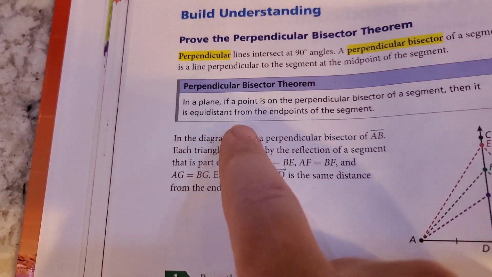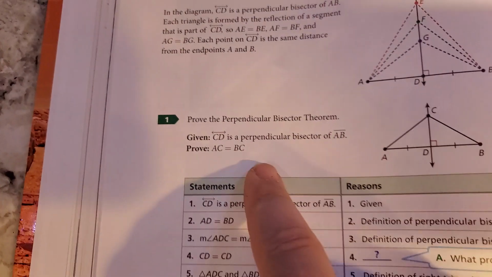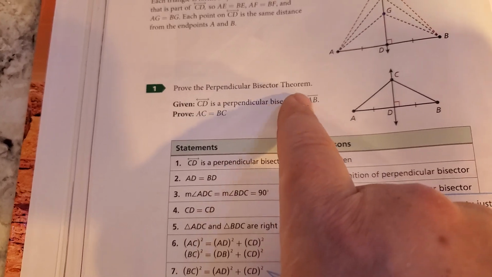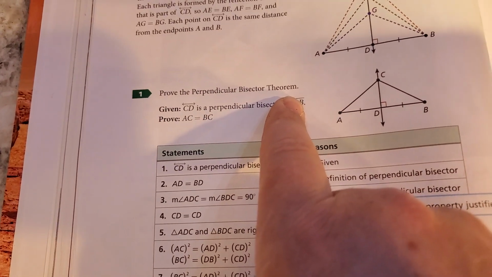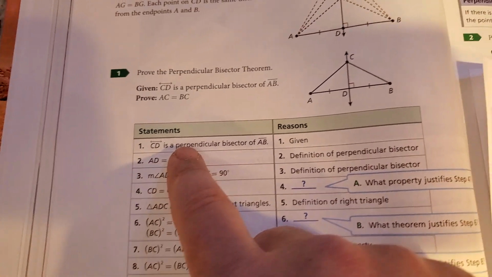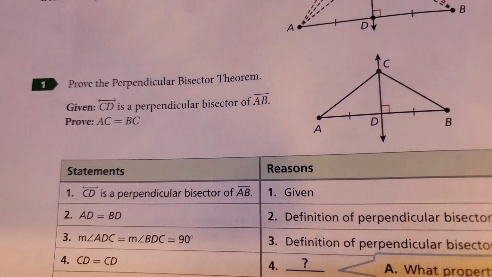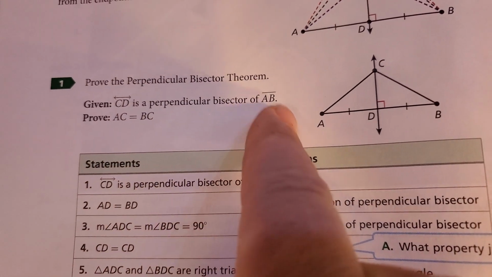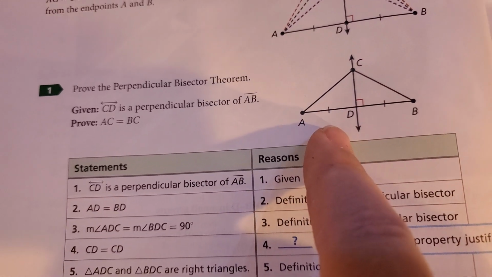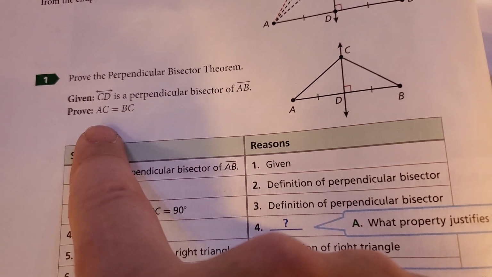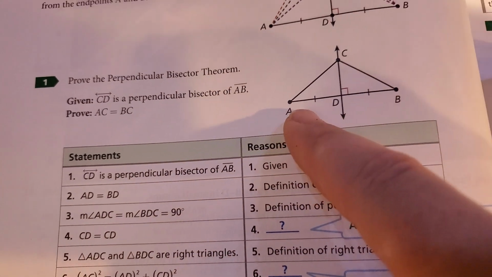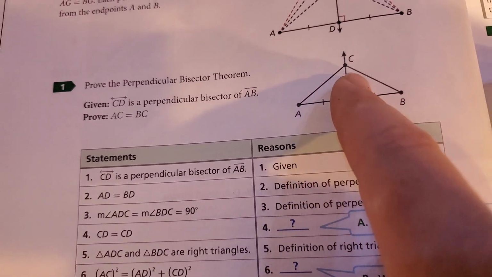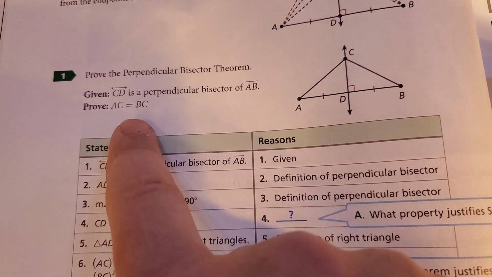Okay, so if it's a proof of the perpendicular bisector theorem, then the only thing you cannot use as a reason in this proof is the perpendicular bisector theorem. You can't use the theorem you're trying to prove. If you look at our picture here, we've got CD given as a perpendicular bisector of AB. So we want to prove that AC, that length, will have to match BC, that length up there. That's our goal on what to prove here.